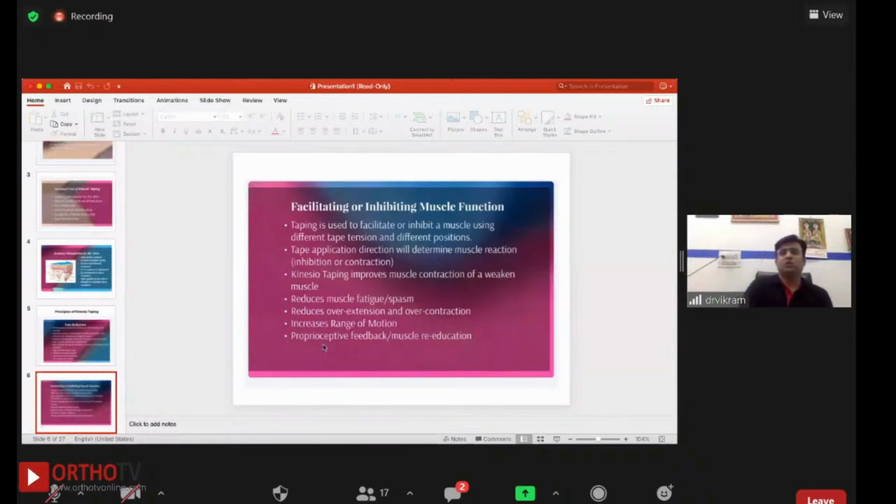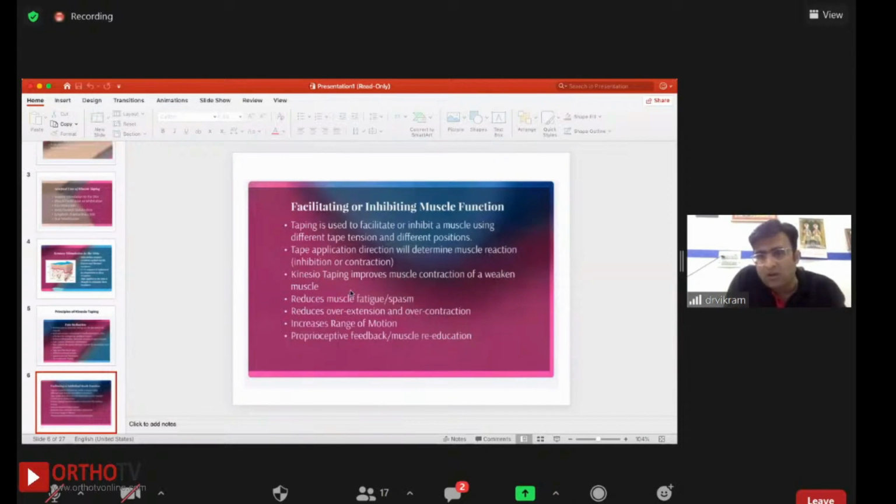Taping is used to facilitate or inhibit a muscle using different tape tension and different positions, depending on where we are keeping it, whether at the origin or insertion part. Tape application direction will determine the muscle reaction, that is inhibition or contraction, depending on whether we put it on the origin or insertion.